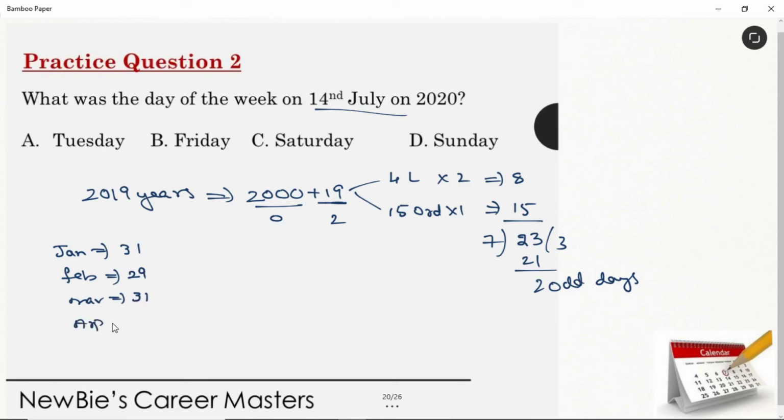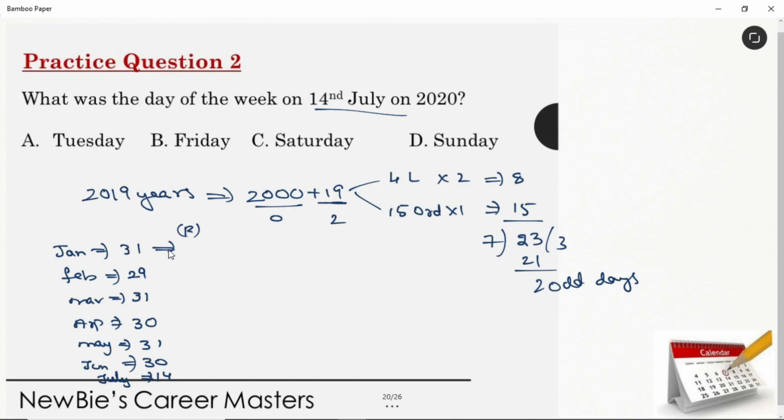April 30 days. May 31 days. June 30 days. July, 14 days are completed. Correct. So 14. Newbies, then adding these things, I'll teach you another shortcut. Okay. See, after listing, how do you solve this question? You take out the sum and you divide that sum by 7, and that remainder gives you odd days. Correct. Rather than doing that, what you can do is just take out remainders of individual values. Okay, you will get the same answer.